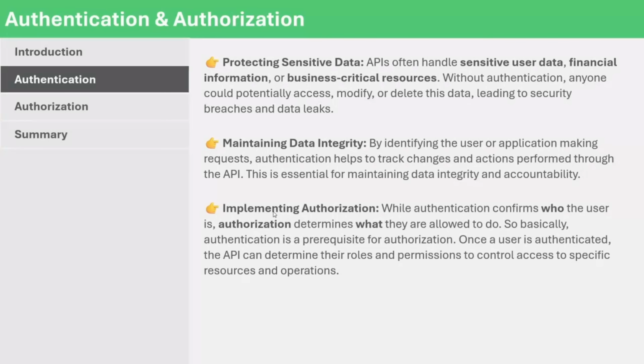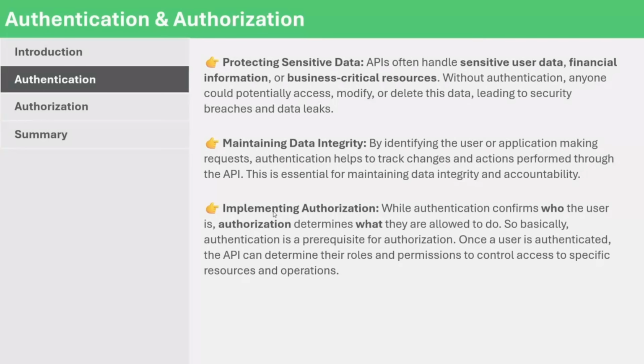Also, if we have authentication in place, then we can identify the user or the application which is making the request. And it helps us track changes and actions performed through the API. And this is essential for maintaining data integrity and accountability. For example, we might want to log all the actions performed in the application by everyone. And for that, we need authentication in place.